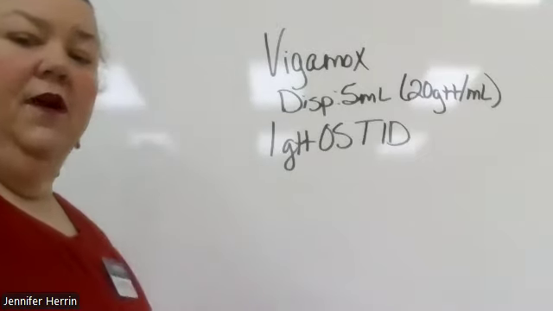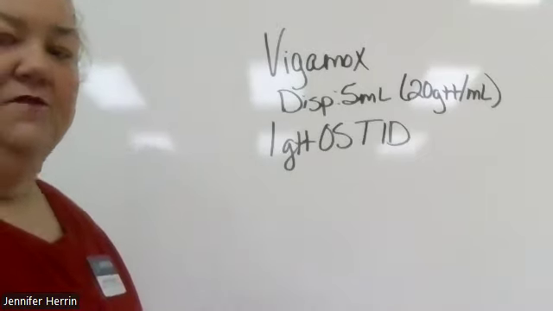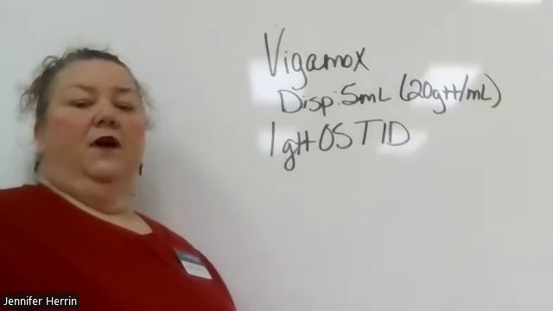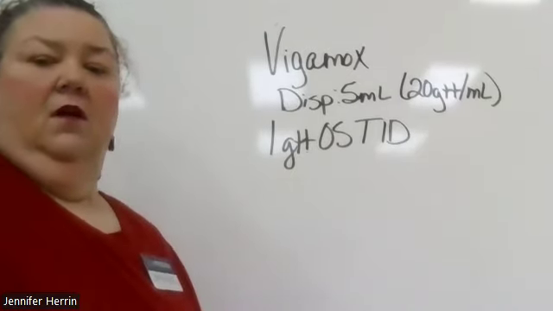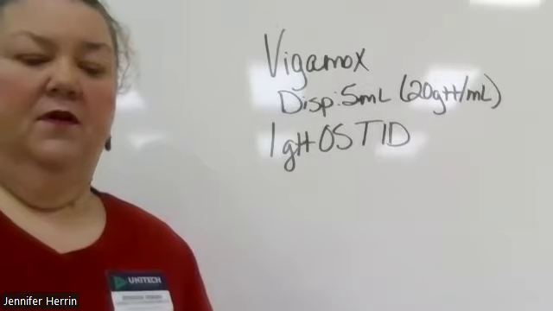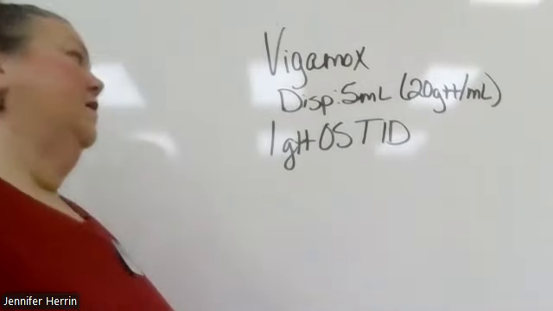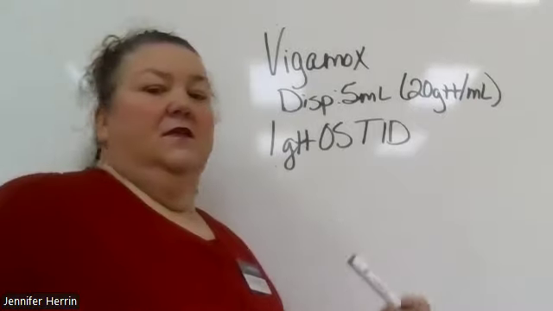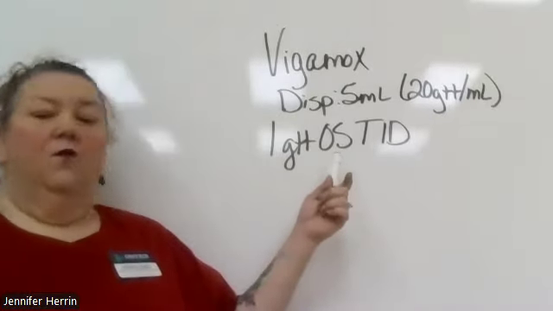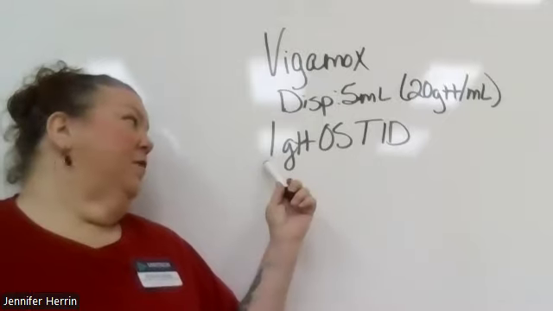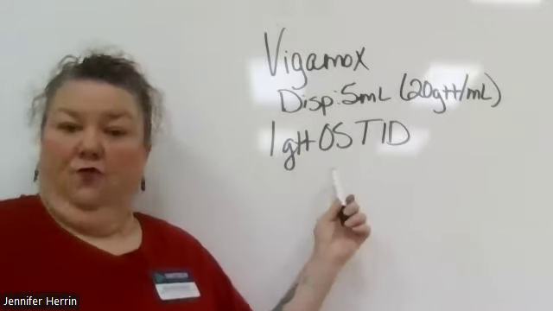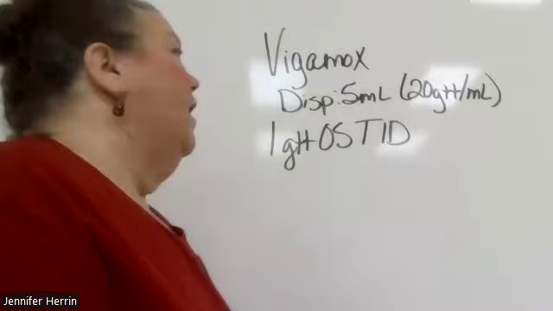So we have an order here where we are dispensing 5 milliliters of Vigamox, and our directions call for 1 drop in the left eye 3 times a day. I didn't give you both eyes on this one. If this were an OU, we would have to remember that it would become 2 drops. Just know that. All right.